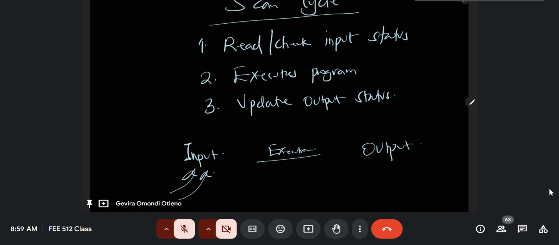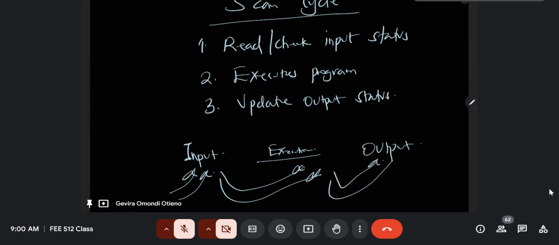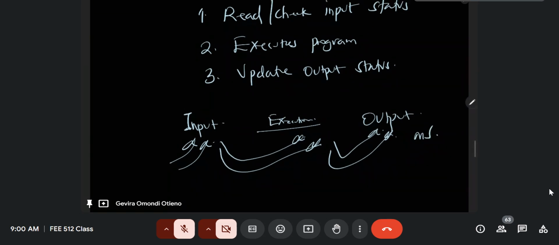So it will read whatever instruction exists at the input. The moment it receives instructions at the input, it executes those instructions. And once it has executed those instructions, then it does what is called an update. It updates the output. And once that is complete, that is known as one scan cycle. Then it repeats the whole process. This is done in milliseconds. So it takes maybe 1 millisecond to read the input, execute the program, and update the output. That is one scan cycle. And then within 1 millisecond, it's gone back again to check the input, it will execute the instructions, and then it will update the output.